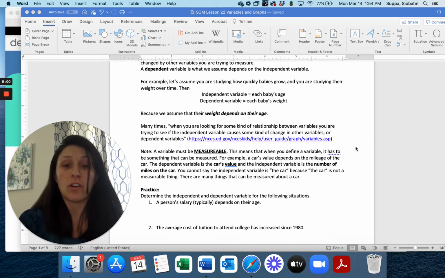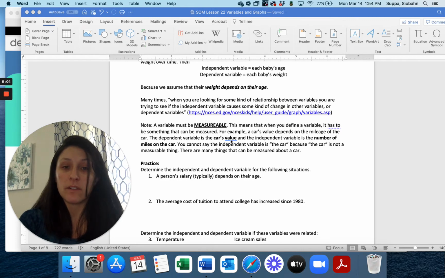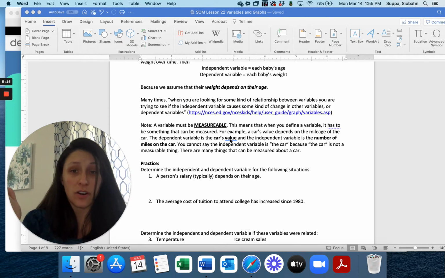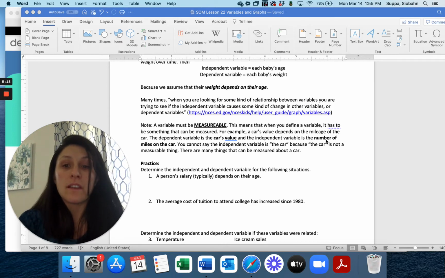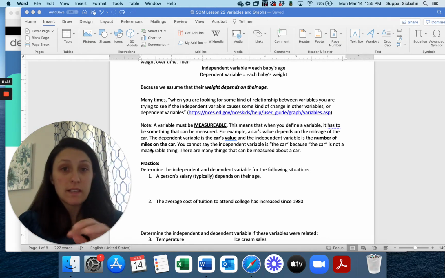For example, a car's value depends on the mileage of the car. The dependent variable here is the car's value, and the independent variable is the number of miles. So look at the way I have defined the variables. I said the dependent variable is the car's value. I didn't just say the car. And the independent variable is the number of miles, right? I didn't just say it's miles. So it's the number of miles that you have on your car. So these are very important, non-trivial ways that you're defining what's happening in this situation.